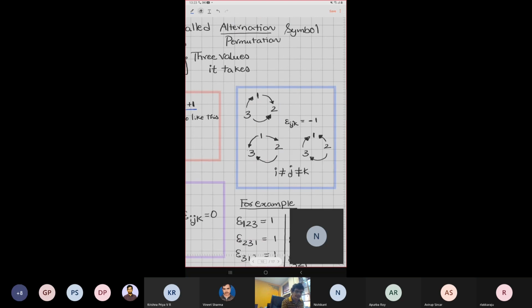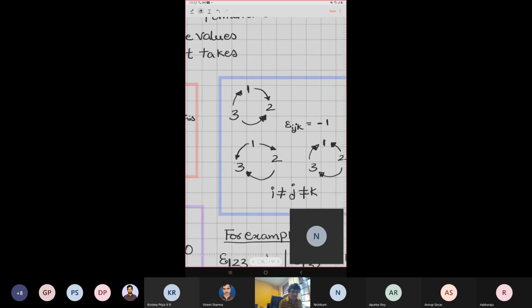The indices, if you see them in that order, will be +1. But instead of 1, 2, 3, you may see something like epsilon 1, 3, 2: 1 followed by 3 followed by 2. That means you broke that order. If that is the case, the value is -1. We'll see what the advantage is. There is a tremendous advantage in knowing this.